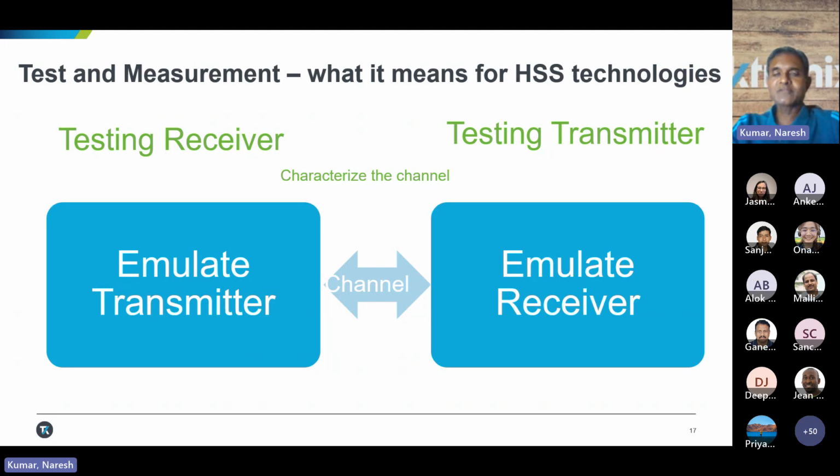I'll talk about emulation in a little detail later, but basically we have to make sure that we are able to take care of the test needs of the transmitter, the receiver, and also able to characterize the channel and the effect of the channel on the signal.